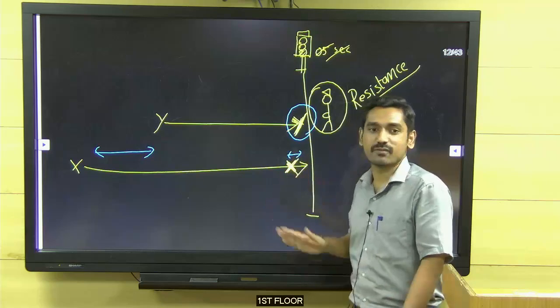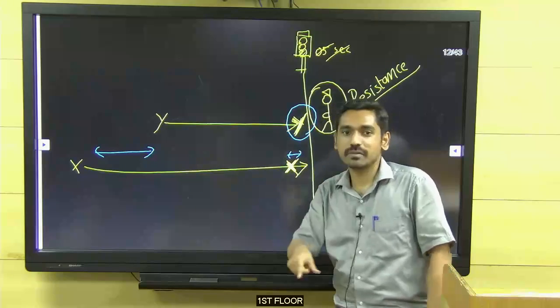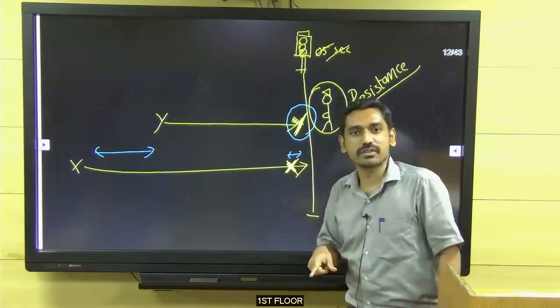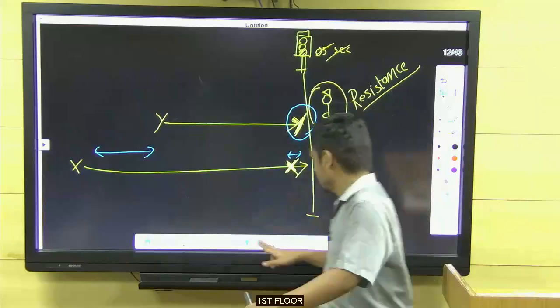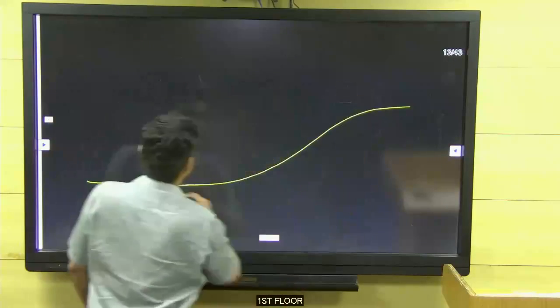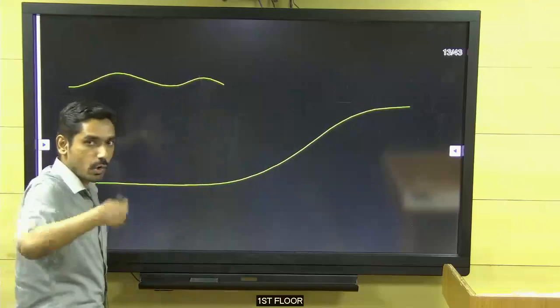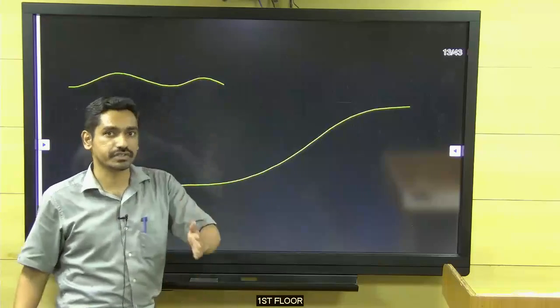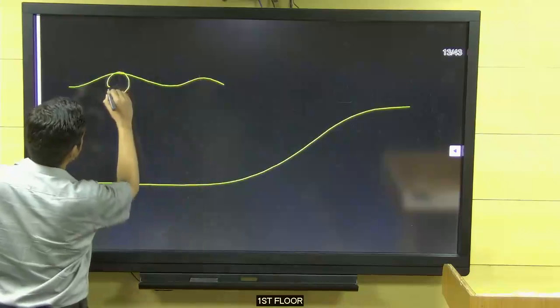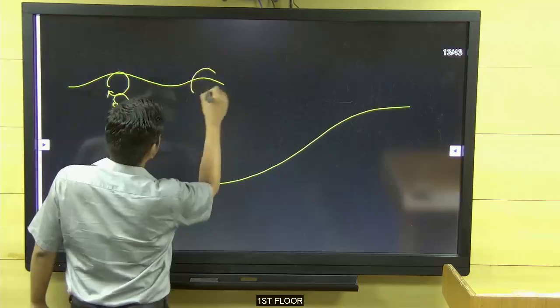Got it? You have the same phenomenon happening in the oceans too. Y and X are two different columns of water, and the traffic policeman is your shoreline. We'll see what happens. See, in your deep sea, the wave oscillations are very long, because for the rotation of particles there is absolutely no resistance. So you have rotation. Maybe this is one wave column, and this is one wave column.